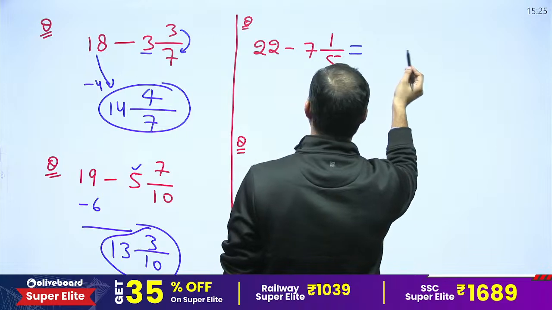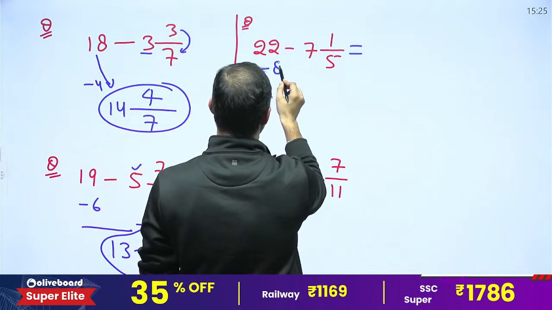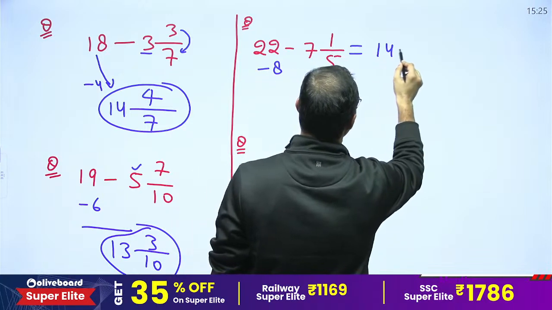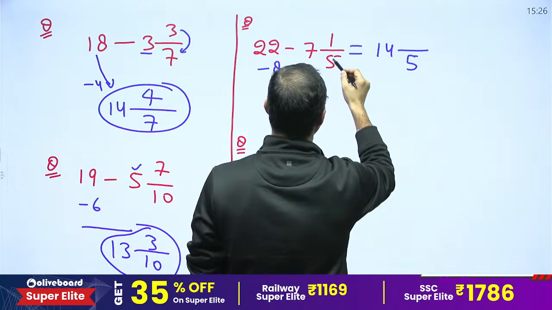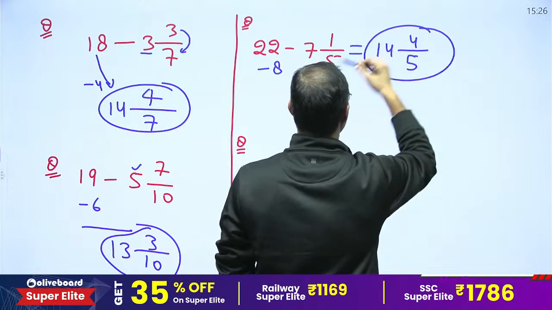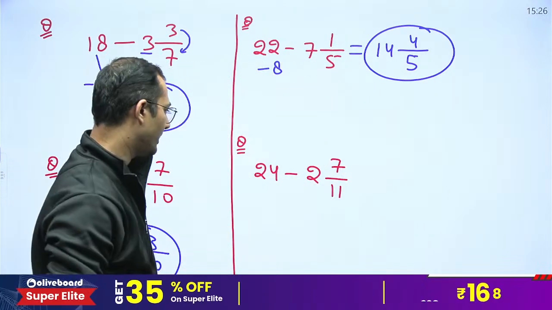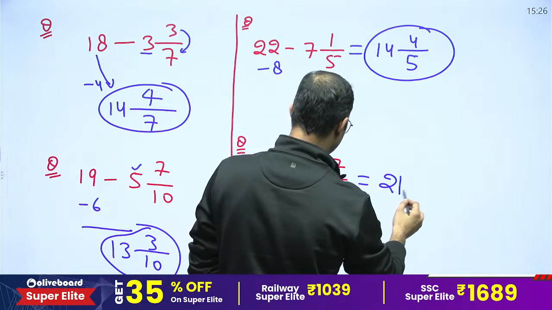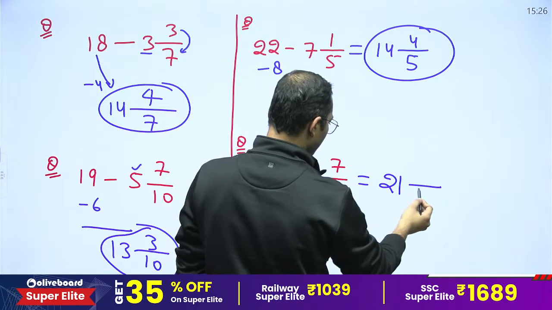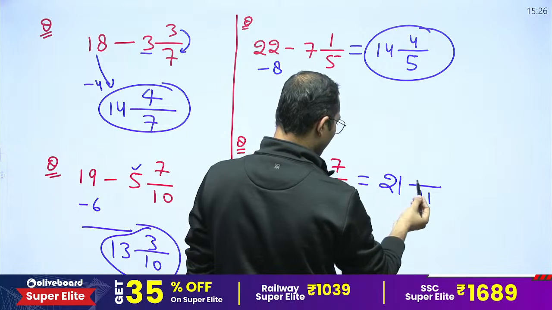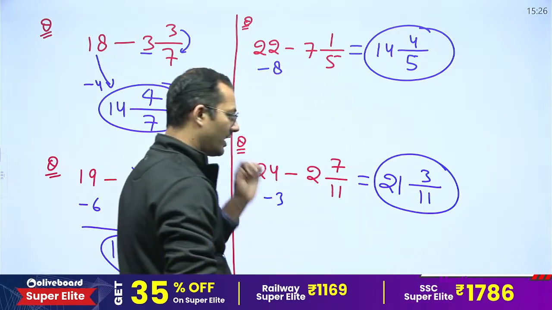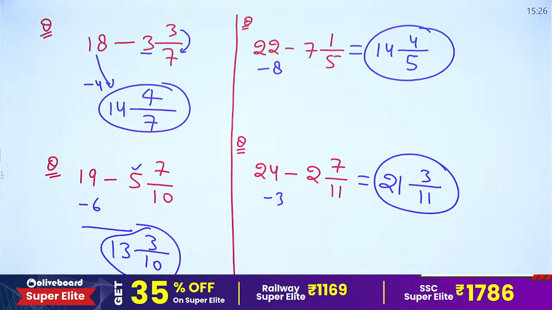I hope this thing is very clear. So just subtract one more, 22 minus 8, so 14. Take 5 as it is. So 5 minus 1, 4. Yes. So just subtract one more. So I will get here 21. See, take 11 as it is. 11 minus 7, then 4. So 21 whole 3 by 11 is the right answer. I hope this thing is very much clear.